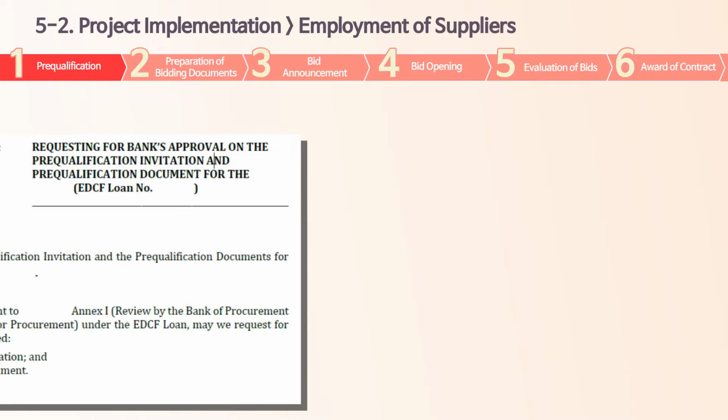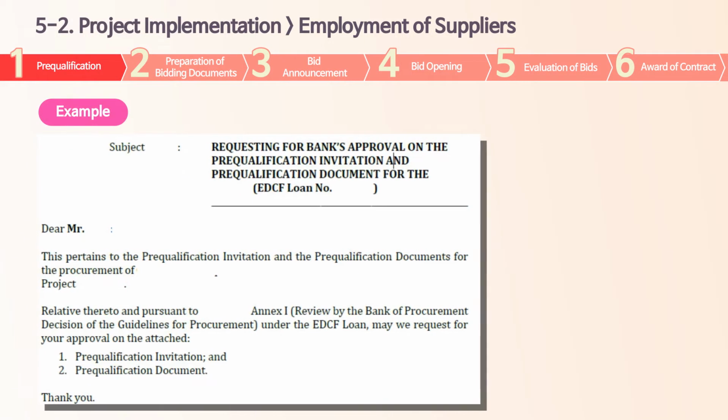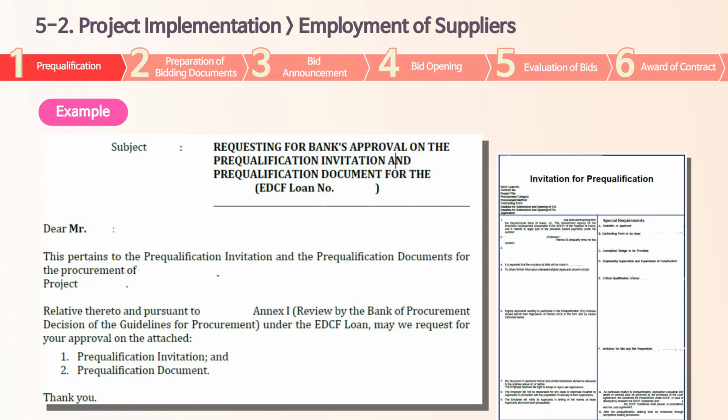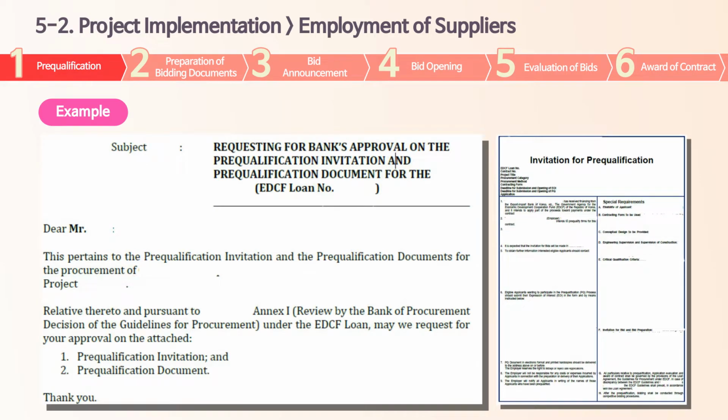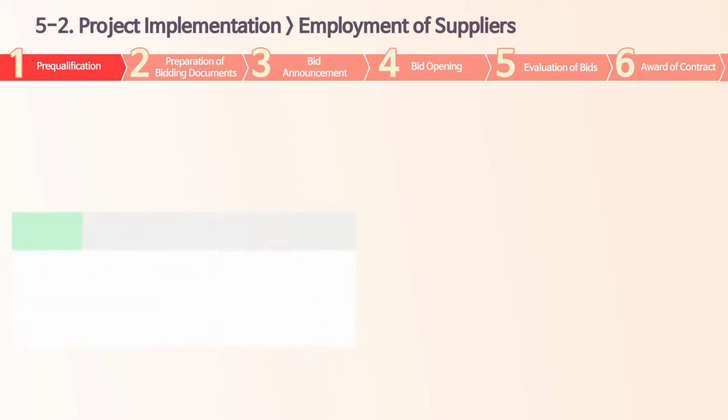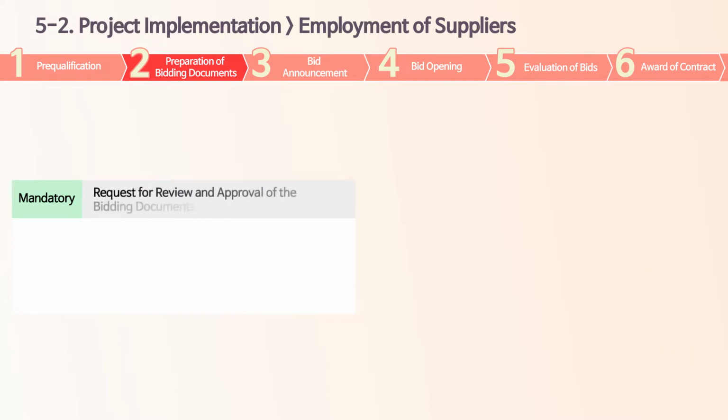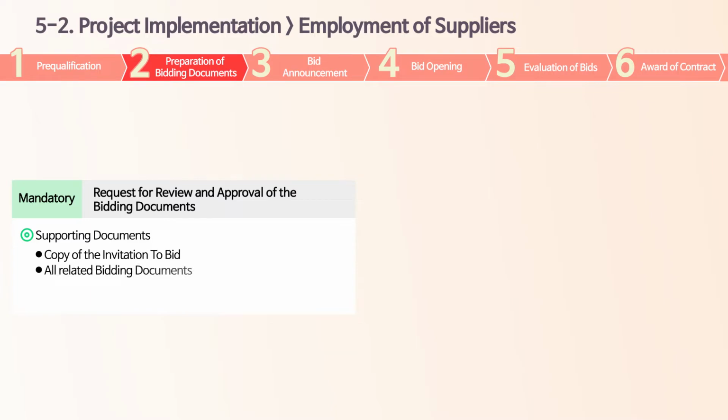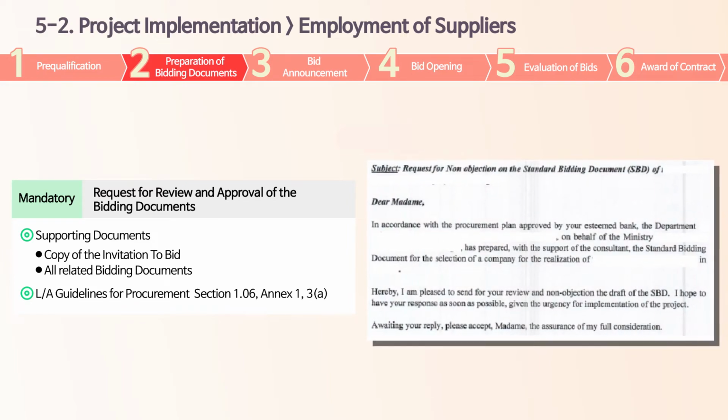These are the sample letters requesting EDCF's approval on the PQ invitation and document on the left, and invitation for PQ on the right. Without PQ, employment of suppliers starts with the preparation of bidding documents. Bidding documents are prepared based on EDCF's standard form, which is available on the EDCF website. Based on the standard form, necessary revisions are made to customize the document for a specific project under the responsibility of PEA, in most cases with the help of a consultant.